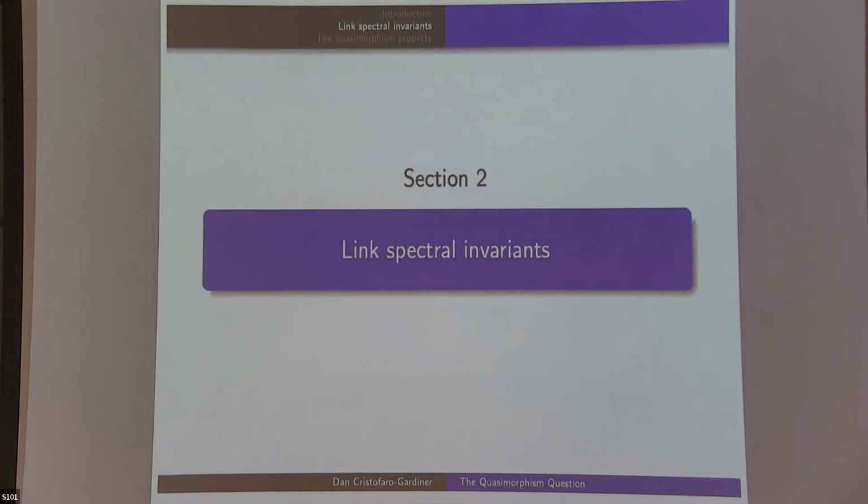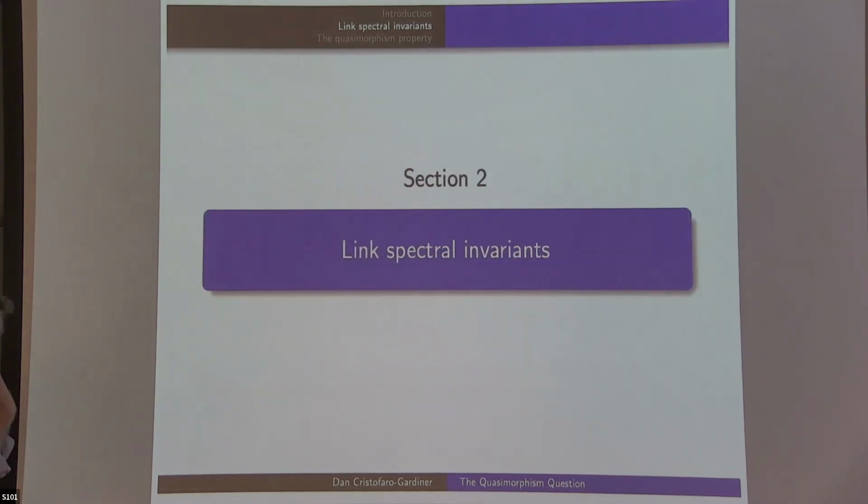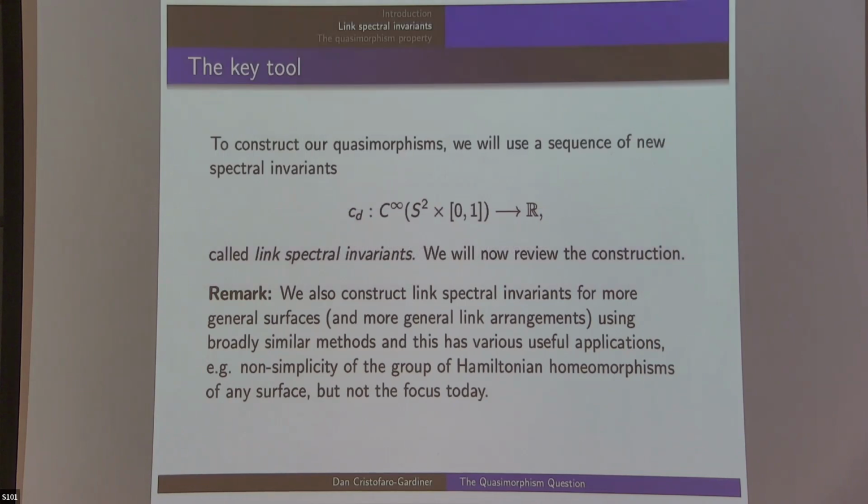Okay, so now I want to tell you a bit about how to construct these quasimorphisms. The point of view that I want to get across is that to construct these kinds of quasimorphisms, one wants new invariants of surface maps. The invariants come from a relatively new construction called linked spectral invariants that we carry out in our paper. And so I want to tell you how this construction works.